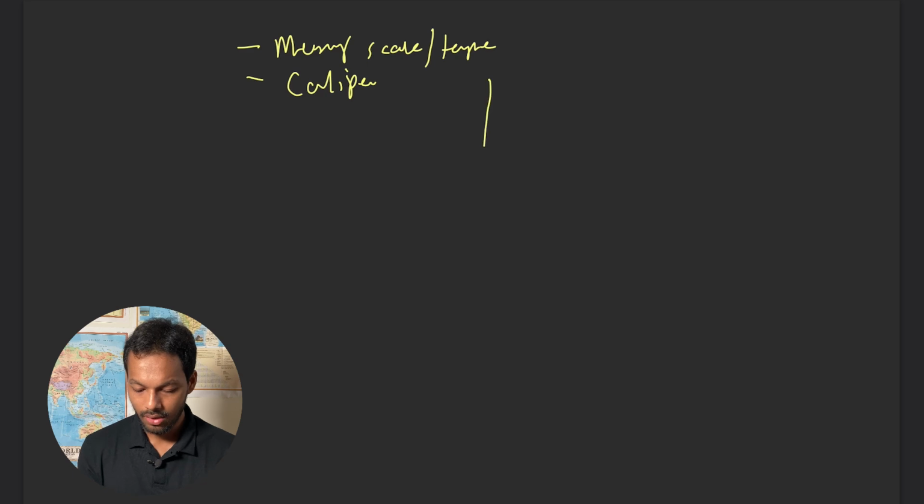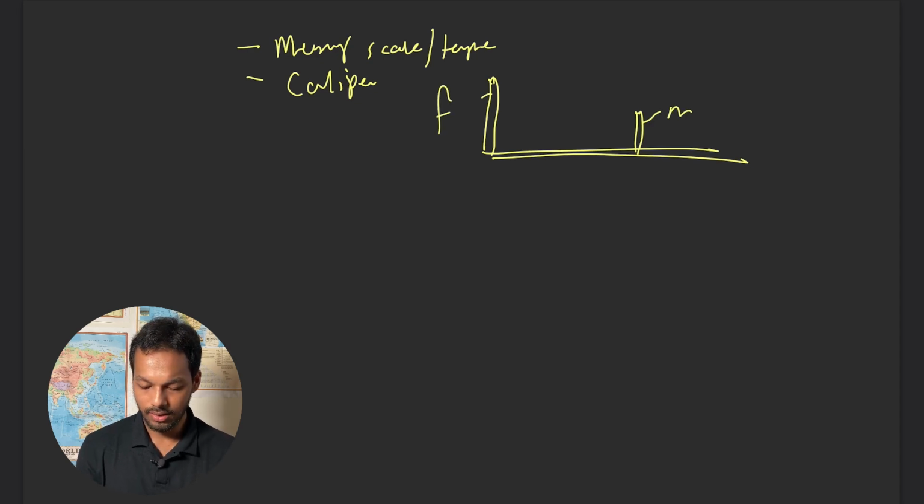Like that, we have a caliper. There is a fixed arm and a scale, and a movable arm attached to it. This is the movable arm. This is the fixed arm or the scale. Here the graduations are there where you can record the observation.